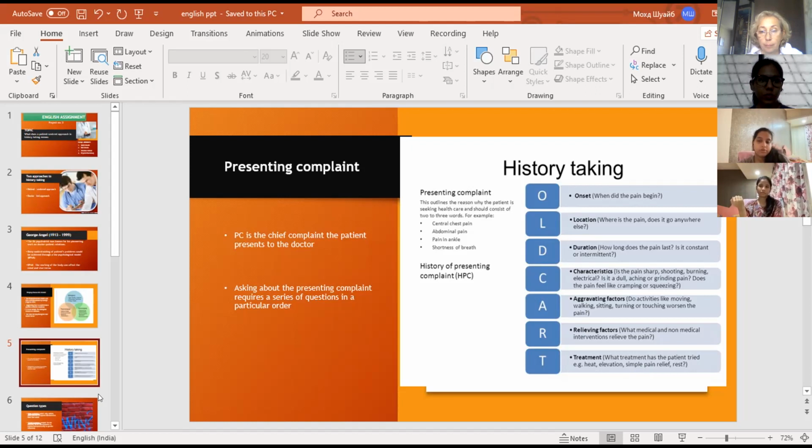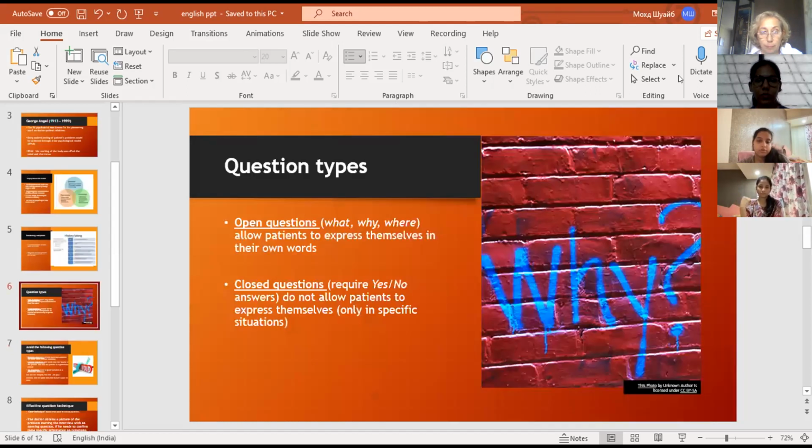If we talk about more questions, the questions are basically divided into two types: the open question and the closed question. Open questions are like what, where, and why types. They allow patients to express themselves in their own words, like what is your problem, and why are you here?